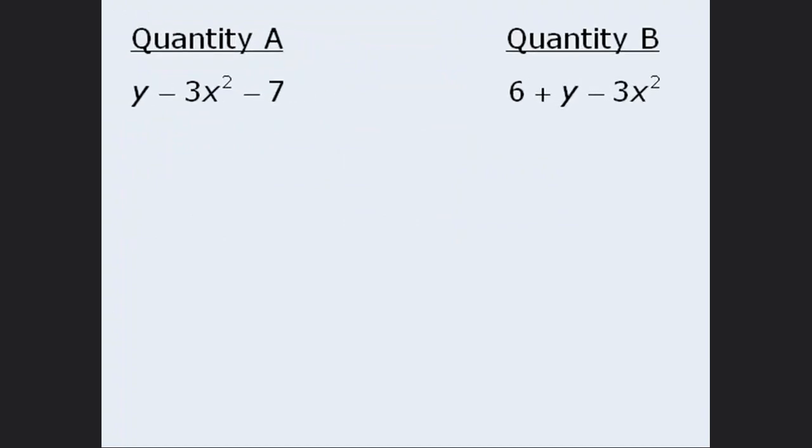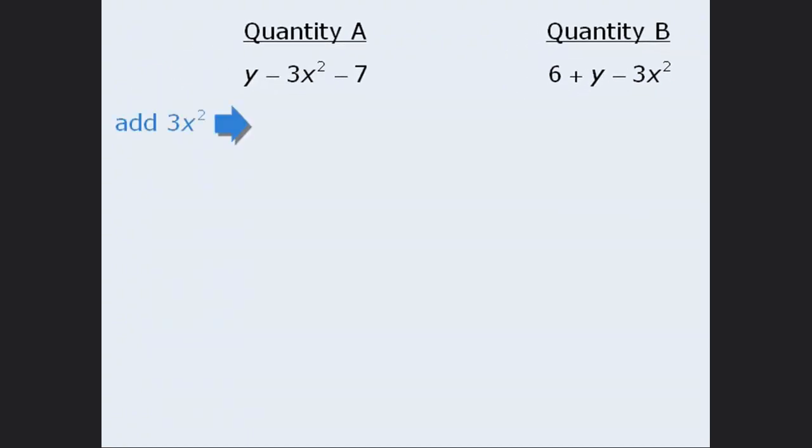In this question, notice that both quantities share some identical terms. They both share a positive y term, and they both share a negative 3x squared term. We can eliminate those terms by performing the same operations on both quantities. To begin, let's add 3x squared to both quantities. When we add 3x squared to quantity A, it cancels out the negative 3x squared term, and it cancels out the negative 3x squared term in quantity B as well.